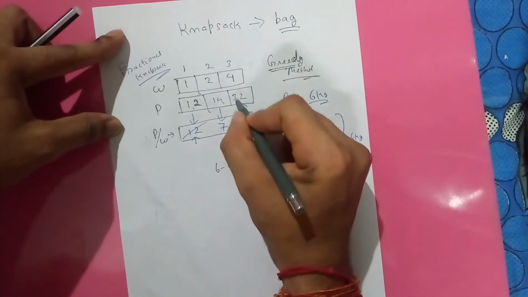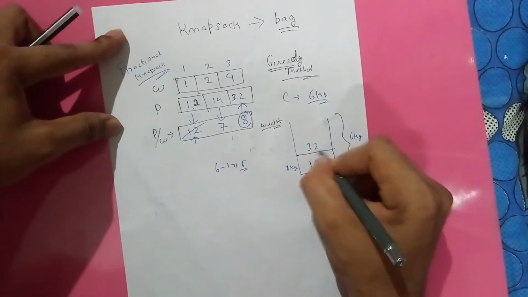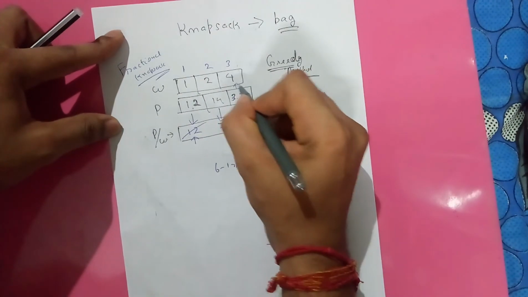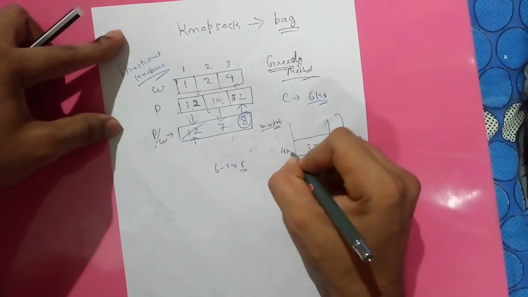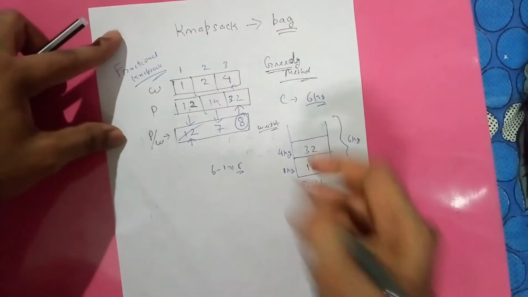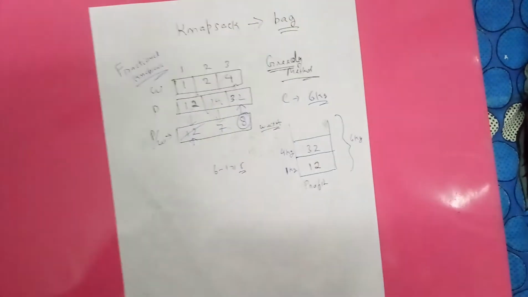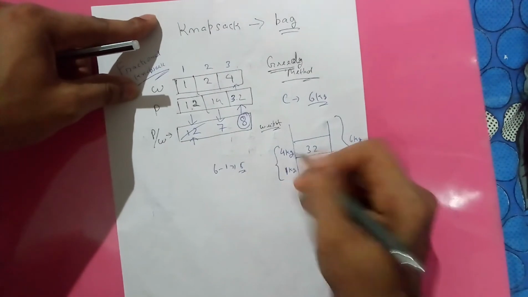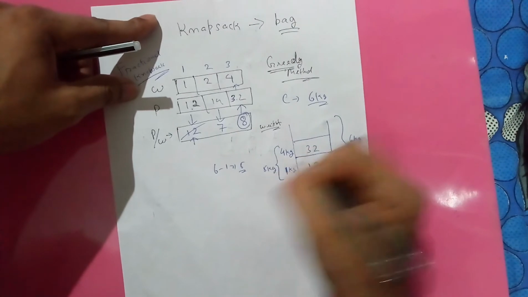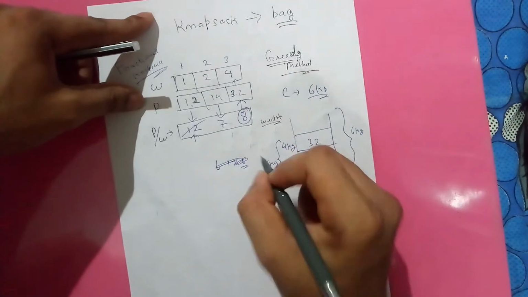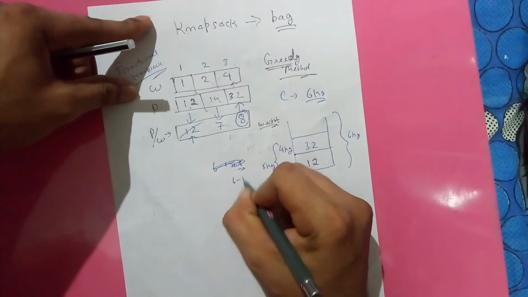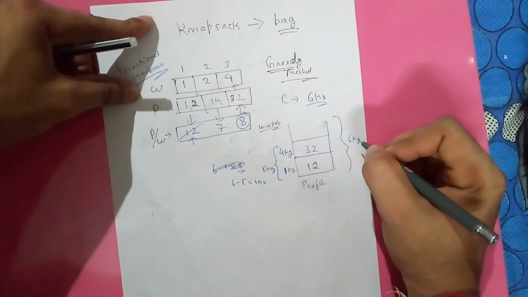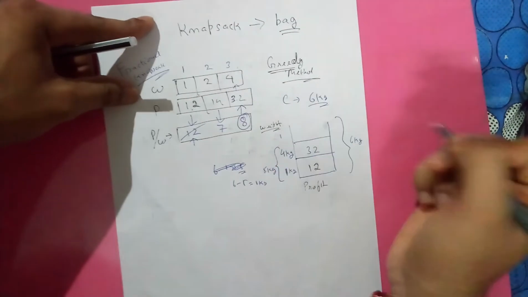The profit associated with this item is 32, so I write 32 here. The weight associated with this item is 4 kgs, so I write 4 kg. This is over now. With 1 kg and 4 kg, I have allocated 5 kg of weight. So the weight left to me is 6 minus 5, which is 1 kg, because the maximum capacity I have is 6 kg.